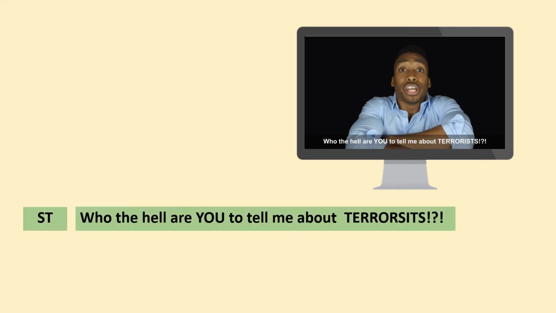In this scene, the speaker is saying that, who the hell are you to tell me about terrorists? With the multimodal analysis, we can see that the uses of the core modes of image and language are important because it suggests the mood of emotion of the speaker.